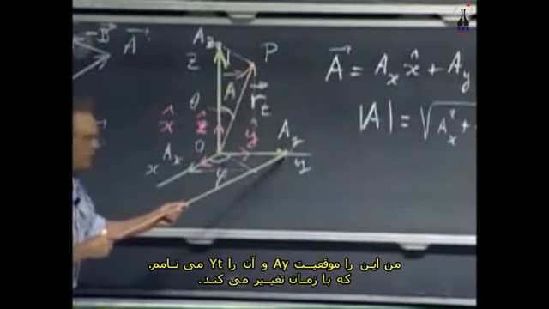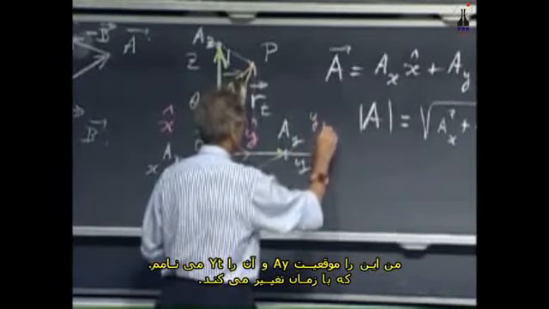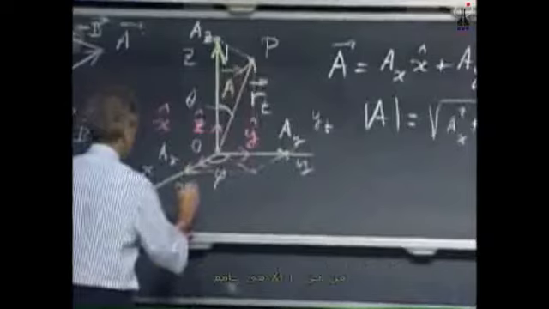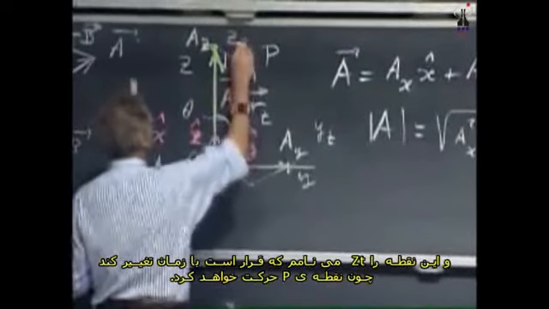I call this location Y of T. It's changing with time. I call this X of T. It's going to change with time. And I call this point Z of T, which is going to change with time, because point P is going to move.